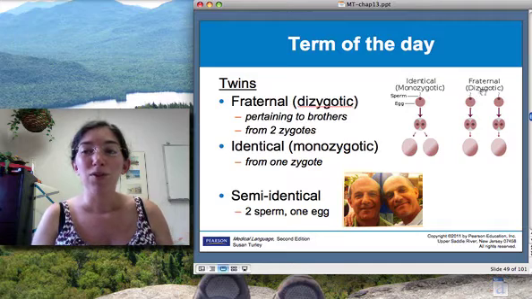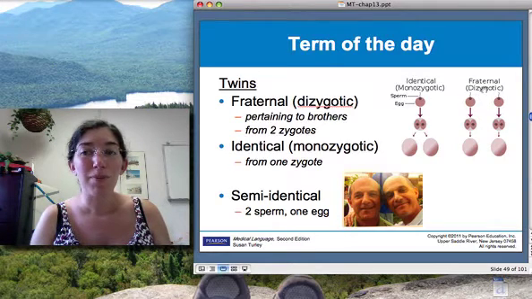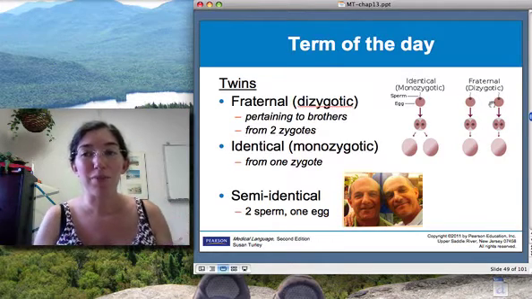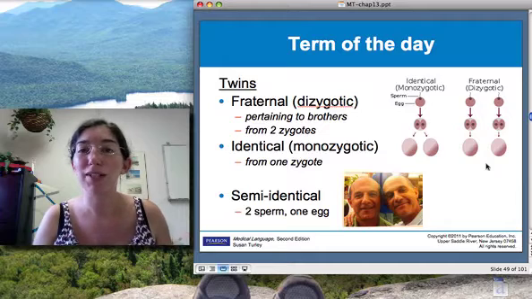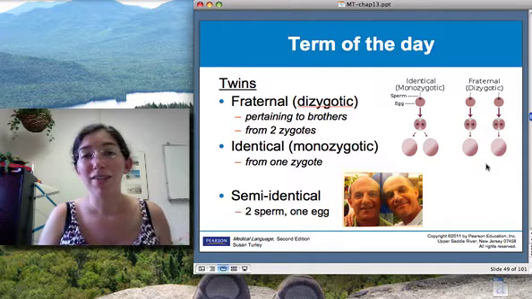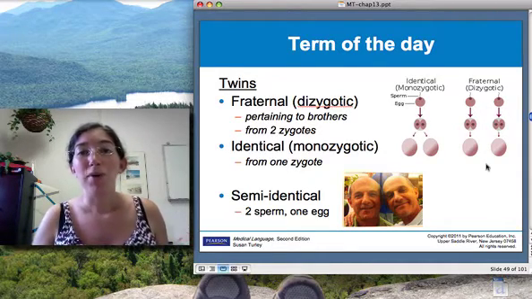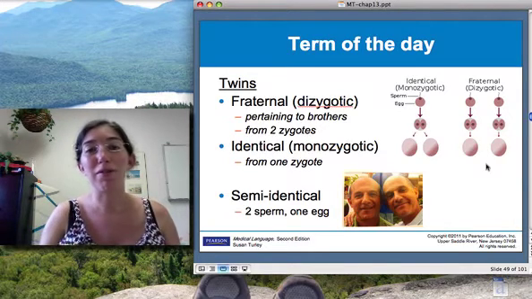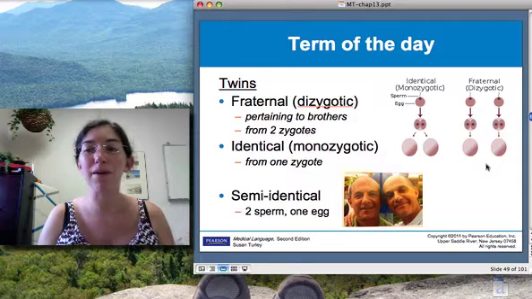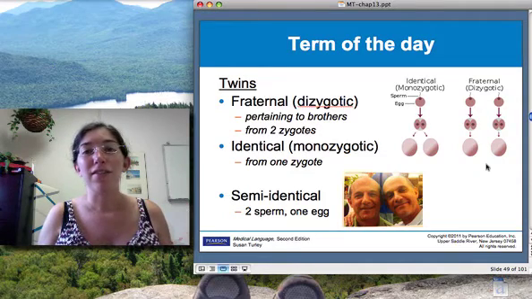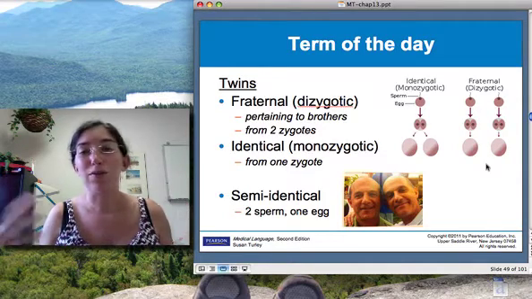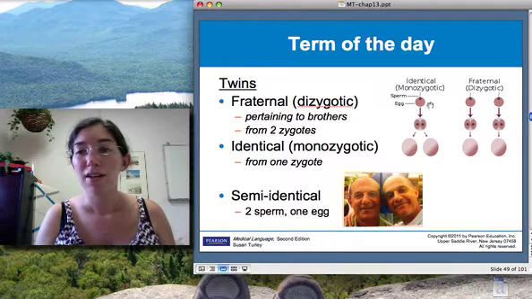So if you have two separate zygotes, two separate eggs that are fertilized by two separate sperm and then develop in utero together, those are dizygotic twins or fraternal twins, which are really just two siblings that happen to be born and grow up together at the same time, as opposed to several months apart. But genetically, they're related just as much as two siblings of different ages.